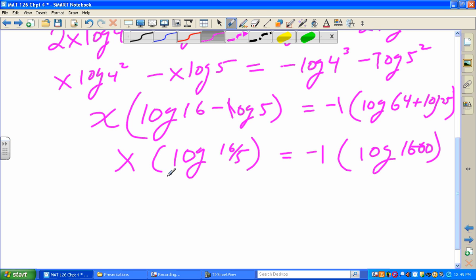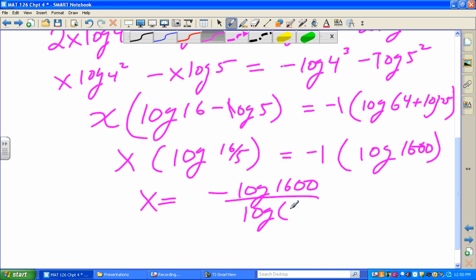Unless you want to get really fancy, but negative log of 1,600 divided by log of 16 fifths. Or you could put, well, let's just keep it 16 fifths. Isn't that a nice answer? I like that answer.